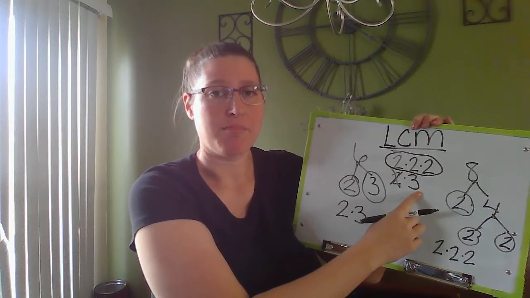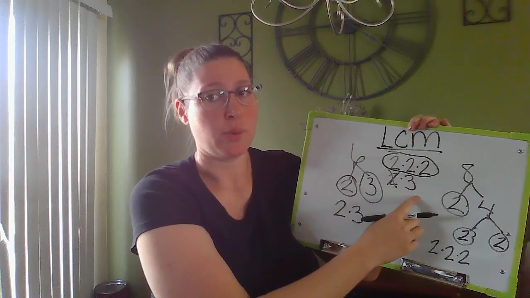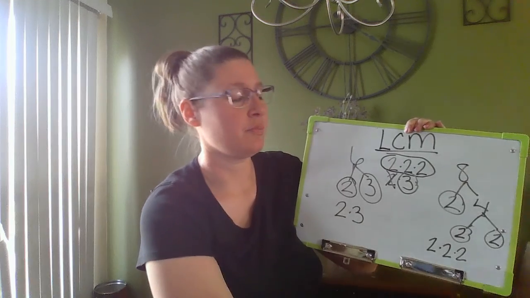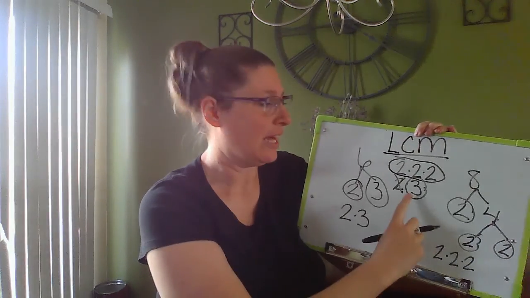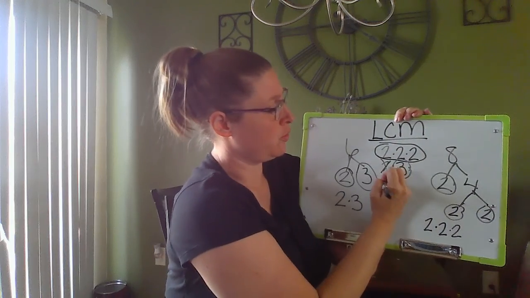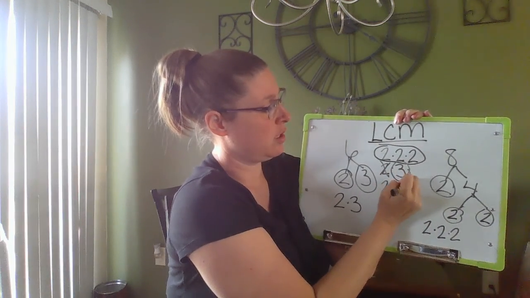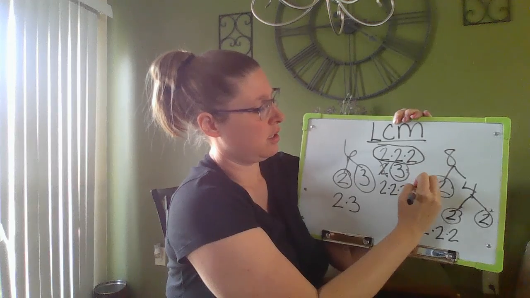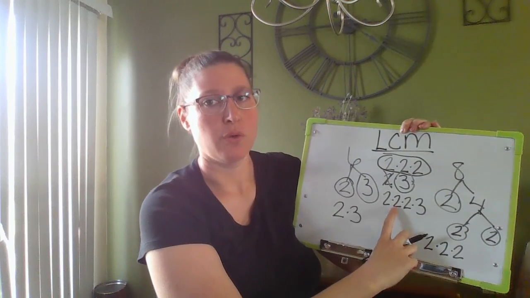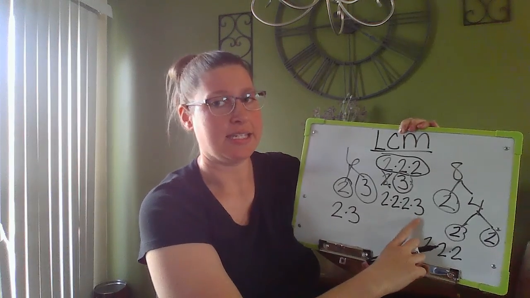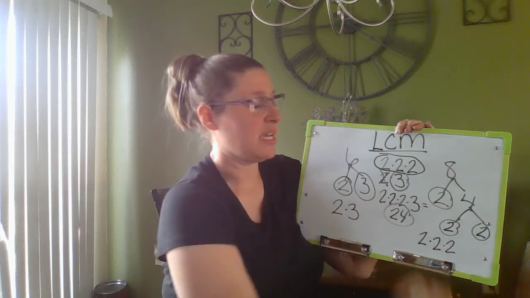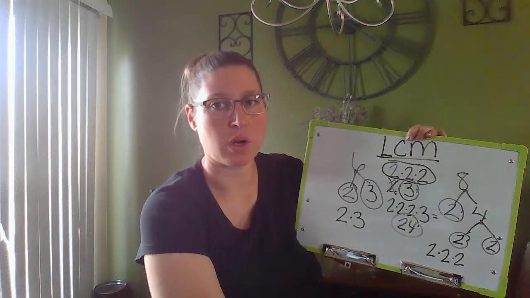Now I have a 3. I have no 3s up here, so I have to use this 3. I'm going to circle this. Now, any number that I have circled is going to be part of my multiplication problem. 2 times 2 times 2 times 3. 2 times 2 is 4. 4 times 2 is 8. 8 times 3 is 24. So that means our least common multiple is 24.